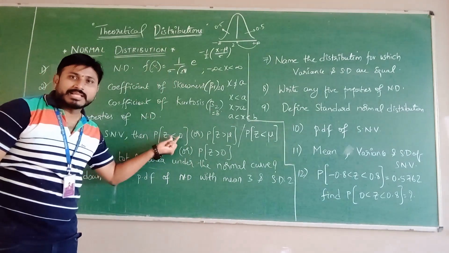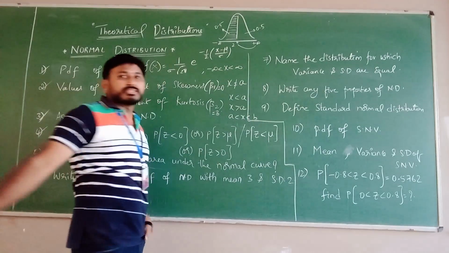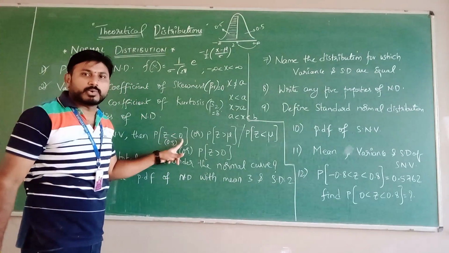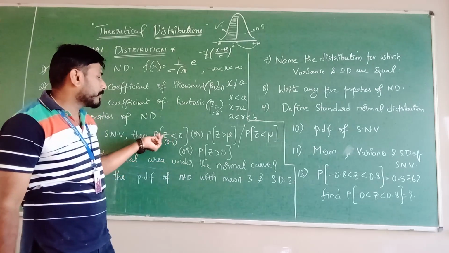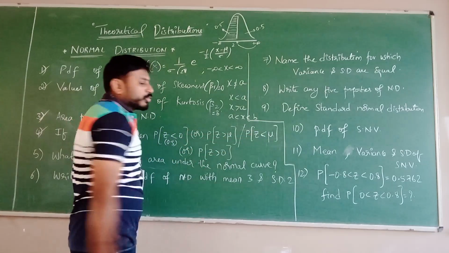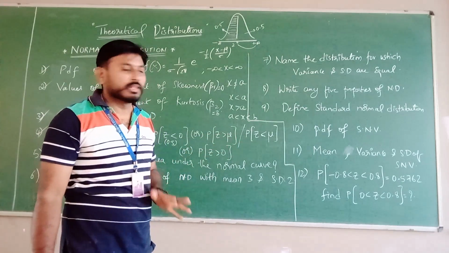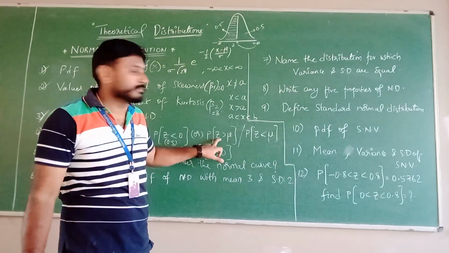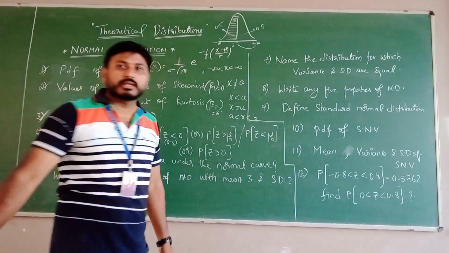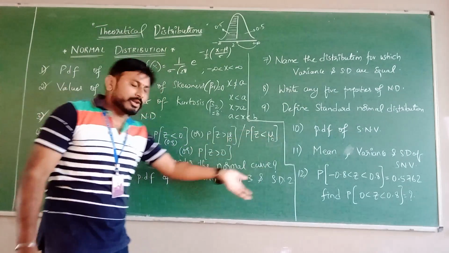Now, if Z is less than 0, which side is that? This entire area. What is the value from 0 to minus infinity? 0.5. So the probability of Z less than 0 will be 0.5. Next, Z greater than mu and Z less than mu. You know what mu is: the mean of the normal distribution. Whenever you take Z, it is a standard normal distribution. In a standard normal distribution, what is the value of mu? 0. The mean mu is 0. In place of mu, substitute 0. Again, obviously the same value.